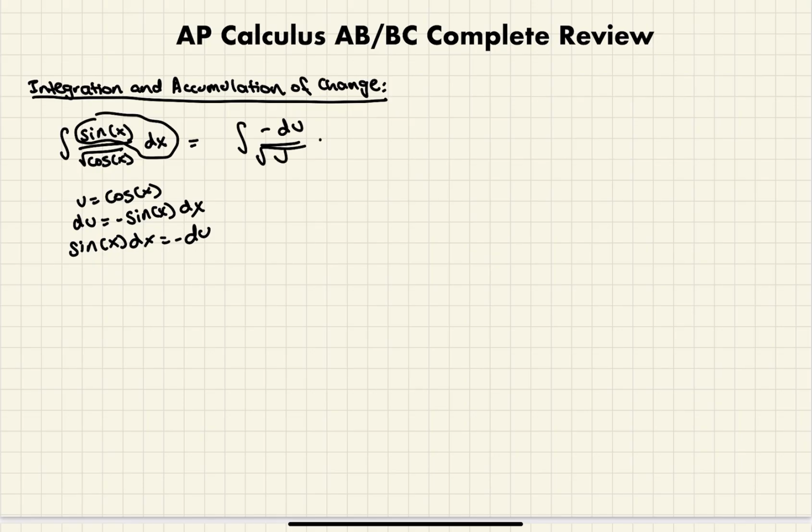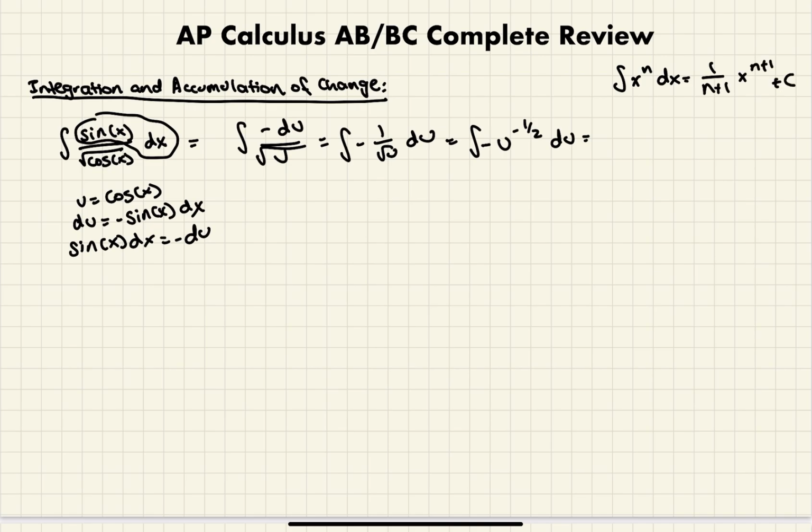So now you've rewritten this entire integral into negative 1 over root u du, all in one variable, and it's pretty simple to evaluate, because it's just negative u to the power of negative 1/2 du. And we know that the integral of x to the power of n dx is equal to 1 over n plus 1, x to the power of n plus 1, plus c. The negative goes outside, so it becomes negative 1 over 1/2, since negative 1/2 plus 1 is positive 1/2, and 1 over a half is 2. So it becomes negative 2 times u to the power of negative 1/2 plus 1, which is 1/2. So negative 2 root u plus c.